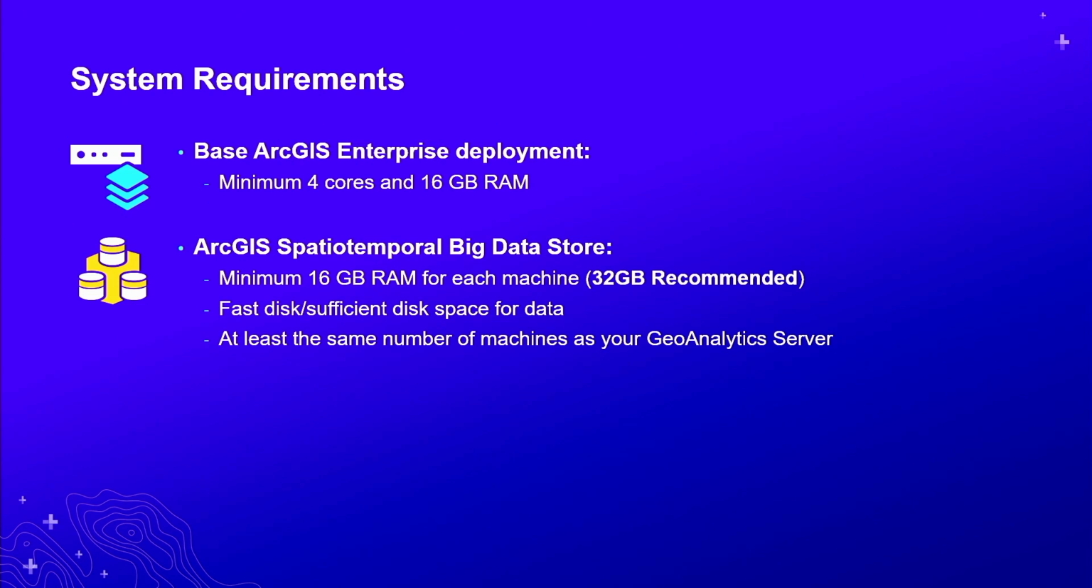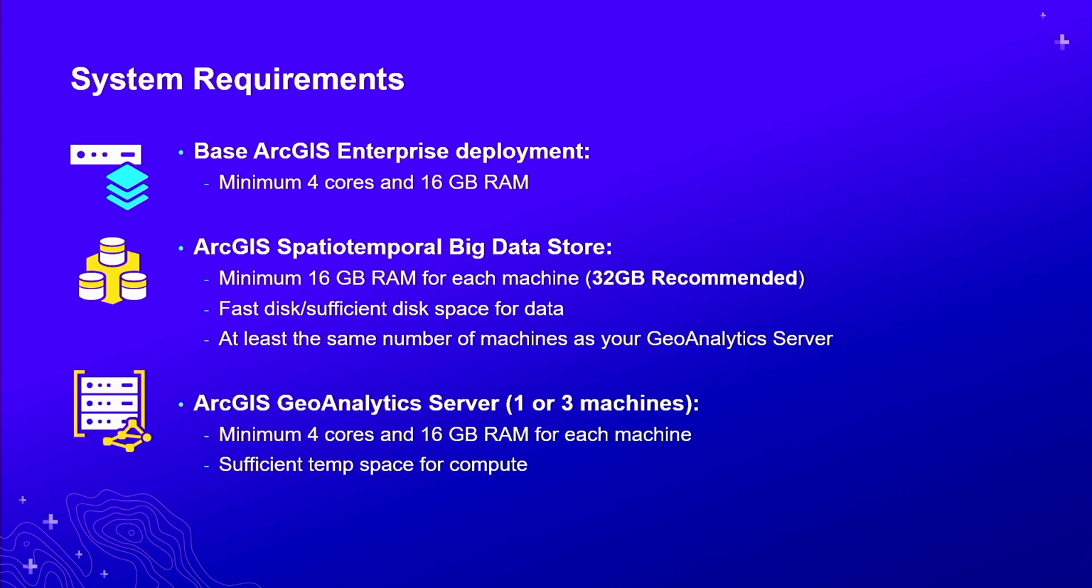And then, of course, the ArcGIS GeoAnalytics server. So you should have 1 or 3 machines at this time. We want a minimum of 4 cores and 16 gigs of RAM for each machine. You also want sufficient temp space for the compute. So if you run out of RAM or memory, everything will overflow to disk, so you do want to make sure you have enough temp space for that. If you want to get bigger machines, I would recommend that you up from 16 gigs to 32 before upping the cores. That does seem to really improve the performance.